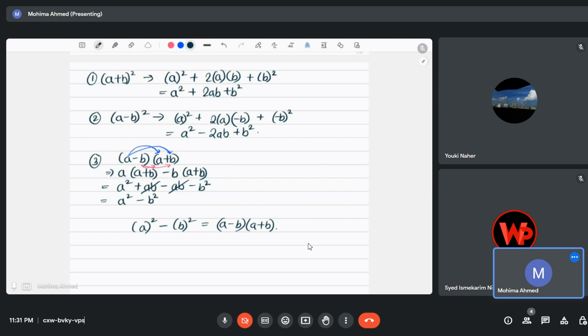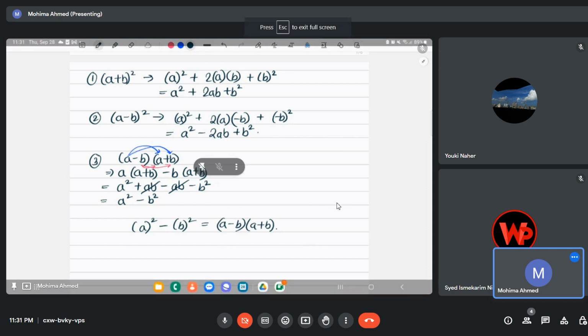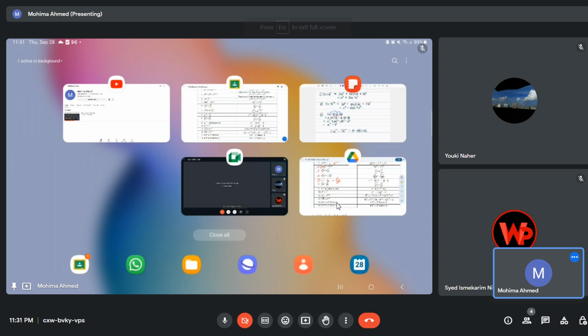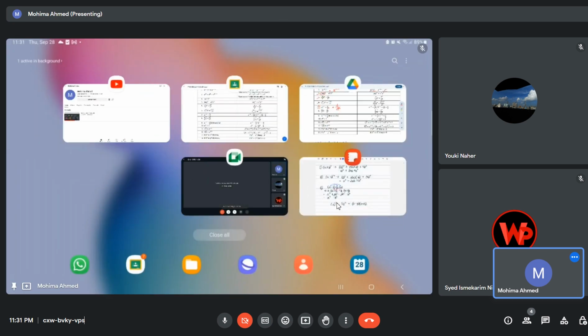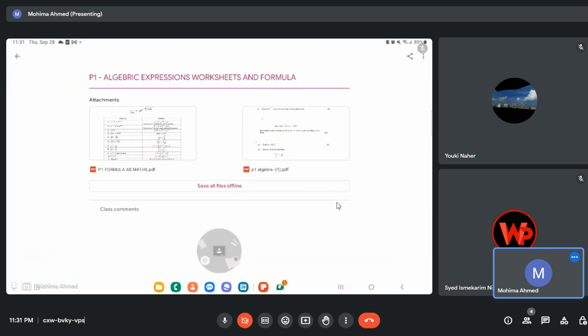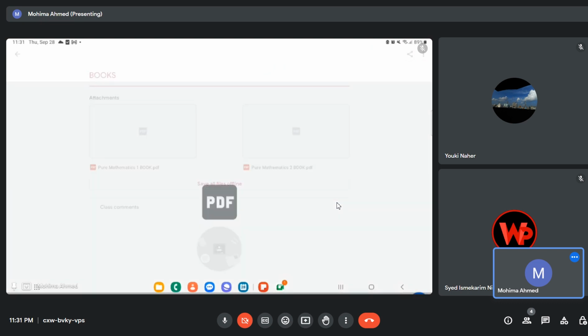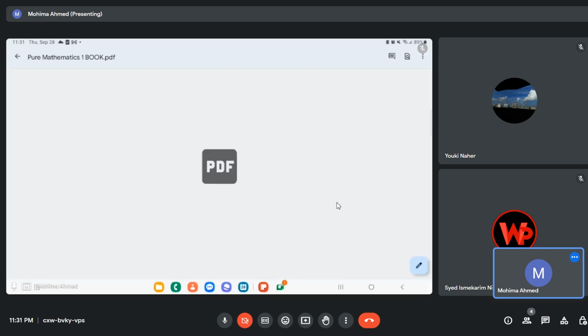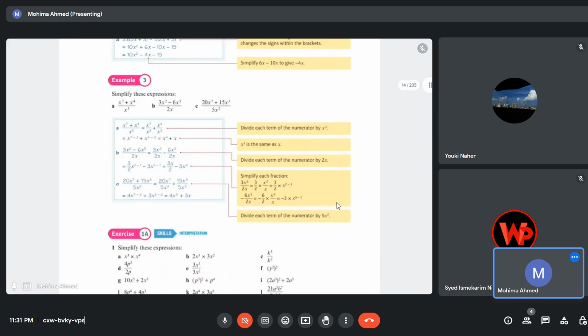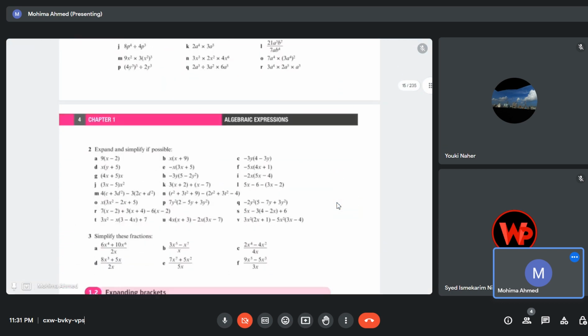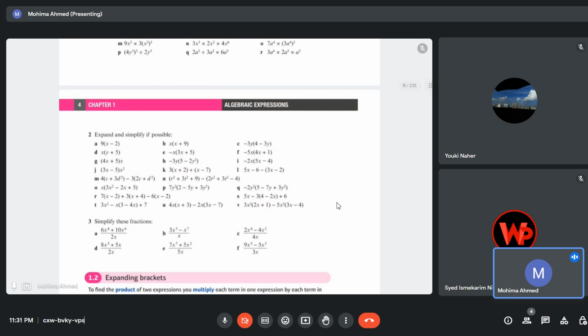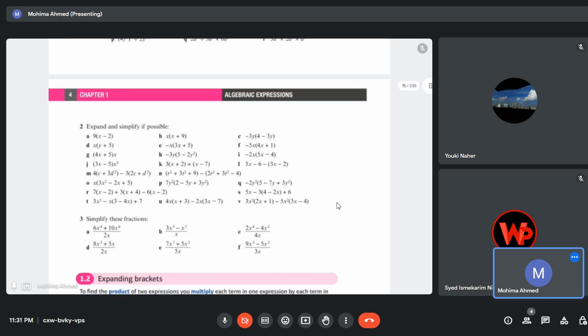Okay, so now we'll move to the calculations for chapter 1. So we'll start with 1A, but I'll start explaining with exercise 2.